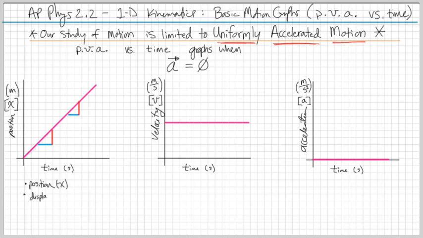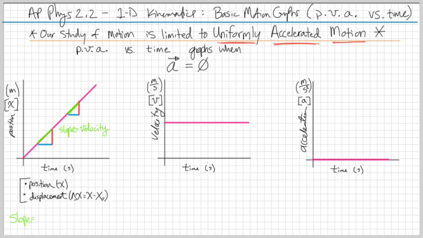Some things we can know immediately. In our position time graph, we can immediately read off the graph the position of a particle at some given time, and its displacement, or change in position, if we take 2 points on that line.